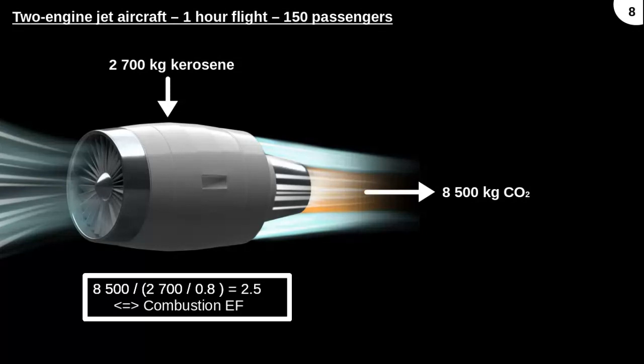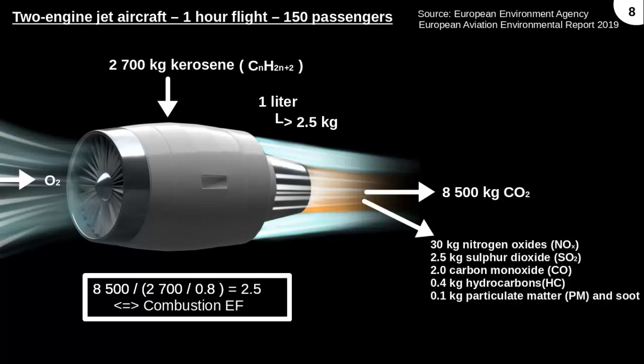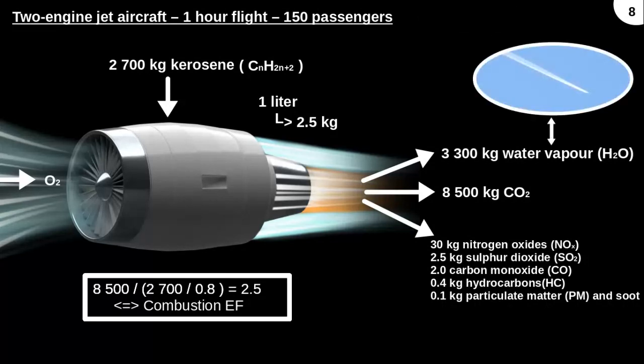Maybe you're asking yourself, why is it heavier after than before? How does 1 liter of fuel turn into about 2.5 kilograms of CO2? Press pause and try to find the answer. The answer is, it's because combustion also consumes dioxygen. Carbon linked with oxygen atoms in CO2 molecules results in a higher mass than when carbon was combined with light hydrogen atoms in the hydrocarbon molecules forming fuel. Note that pollutants are also emitted, and by the way, water vapor is also emitted, resulting in contrails, otherwise known as condensation trails.